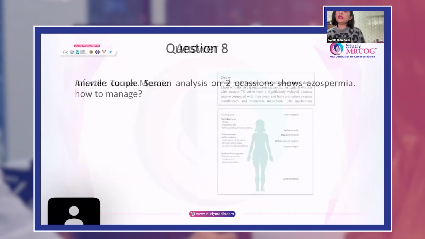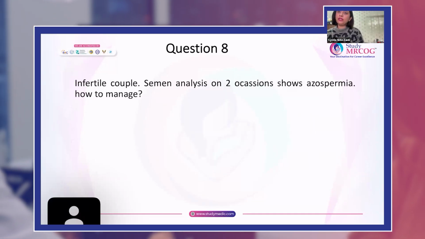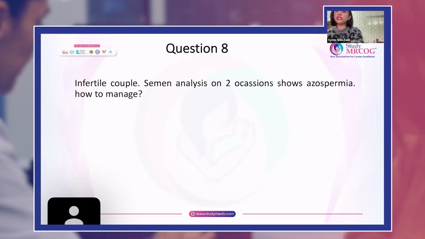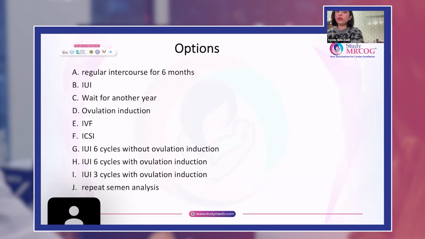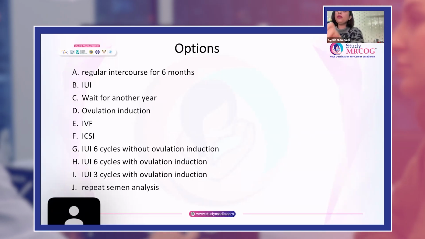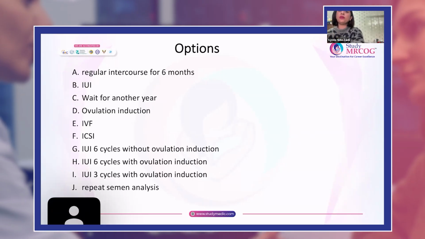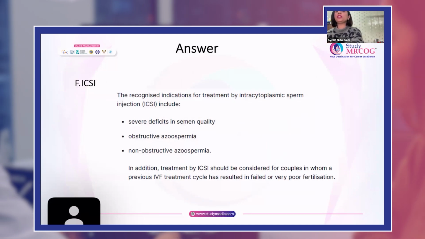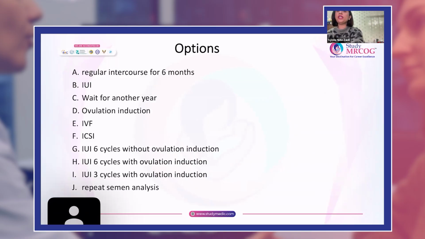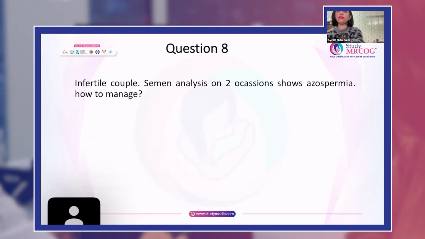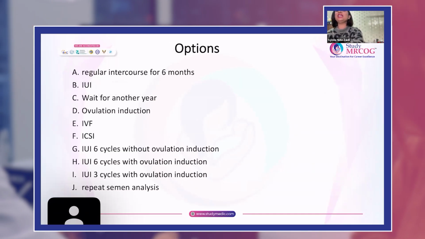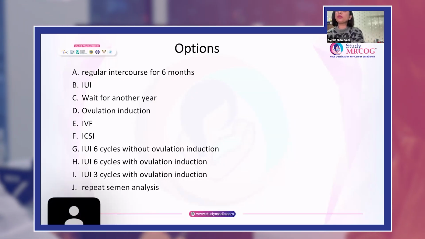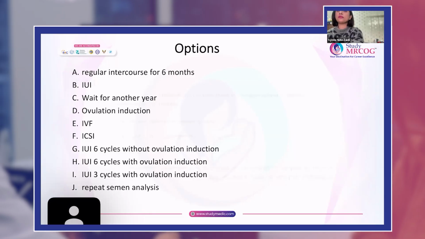All right. So, question number 8. Infertile couple and semen analysis on 2 occasions shows azoospermia. How to manage the case? We have the same options that we have discussed here. Now it will come to your mind that we can offer IUI or any other option, but the most important management option that you can give to this patient is ICSI. If male has some sort of problem, you have to offer ICSI. You have to take ICSI right away.